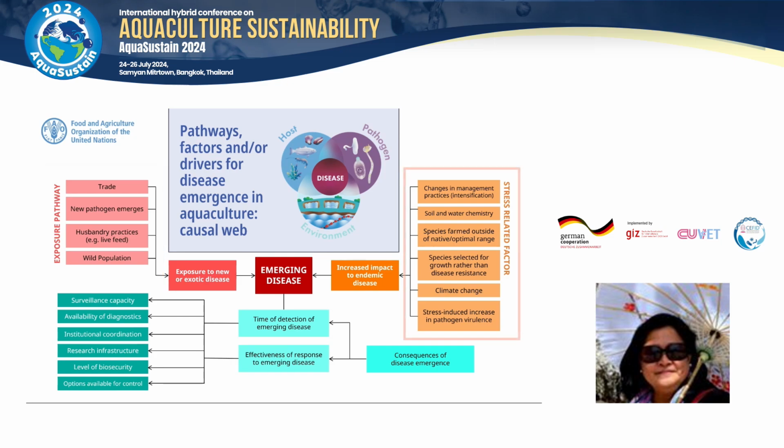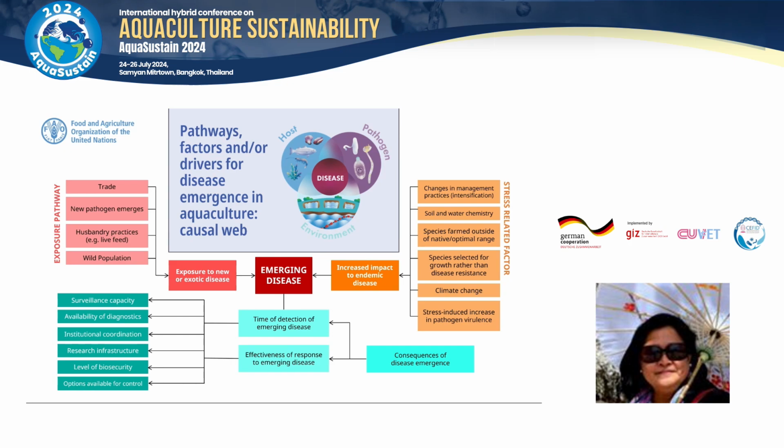If you look at the right side, stress-related factors that may increase the impact of endemic diseases in aquaculture include changes in management practices, for example, increased stocking density, poor water quality, breeding species outside of their optimal or native range, selecting species or strains for growth over disease resistance, weather events or changes in water temperature due to climate change, and a stress-induced increase in pathogen virulence. These pathways and or stress-related factors may lead to the outbreak of an emerging disease in aquaculture.